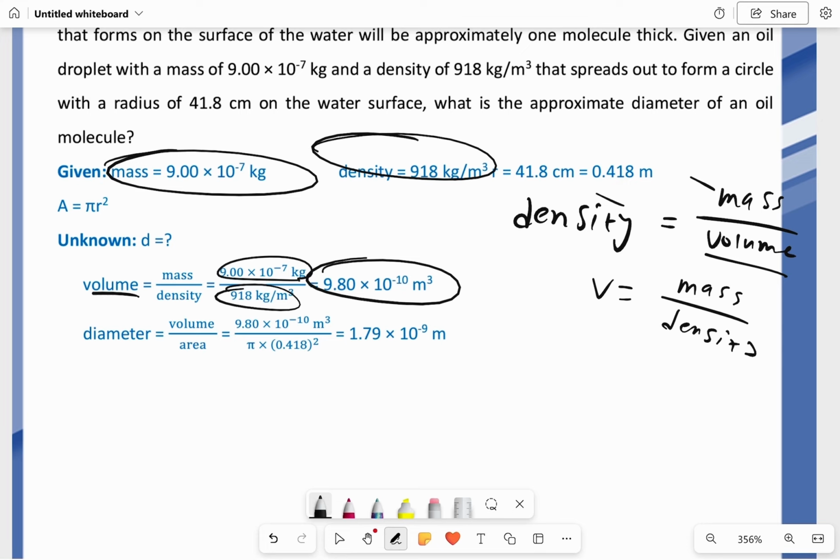And you will use this to find the diameter. So diameter is equal to volume over area. You have the radius, which is equal to 41.8 centimeters. So the volume, which you found here, put it here, and then you have area. Area is equal to pi r squared, which you studied above. Then you have 0.418 squared. Calculate and you'll get this one.